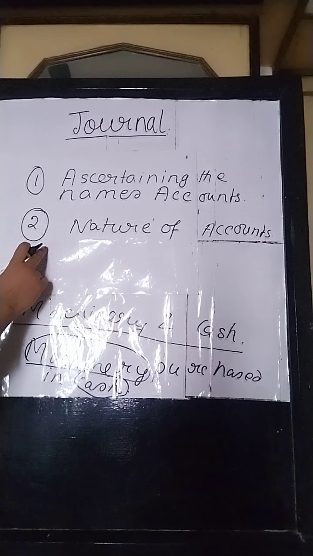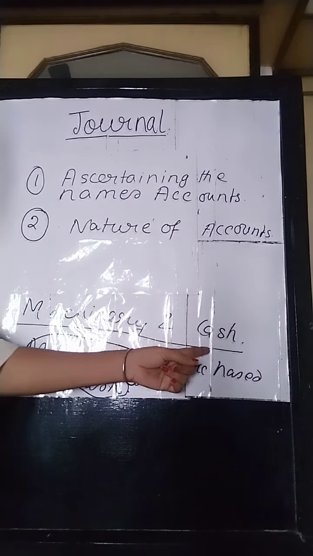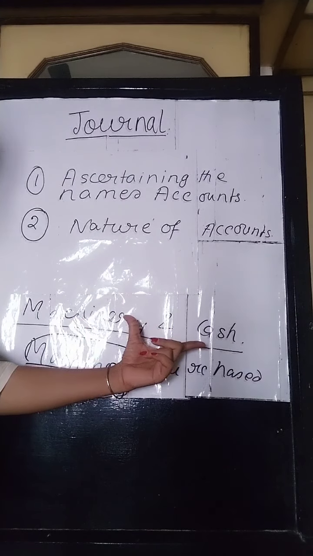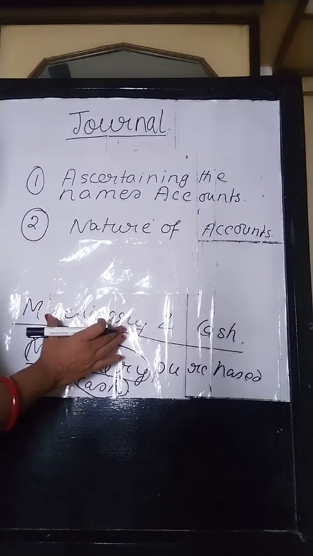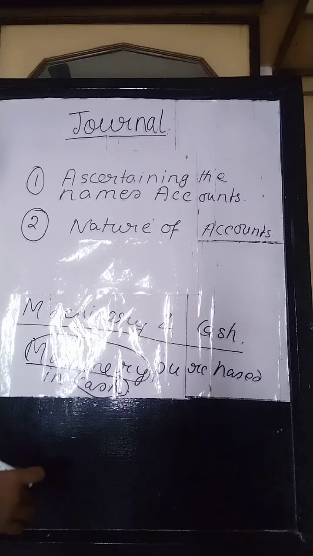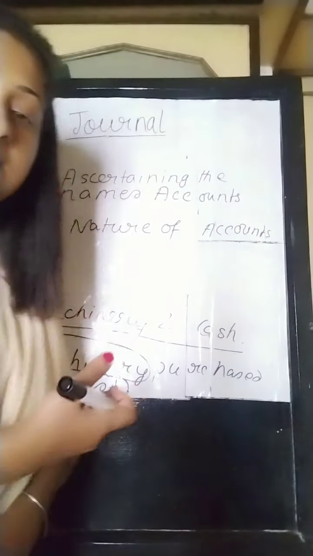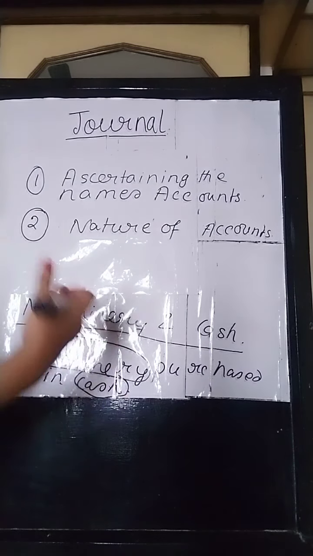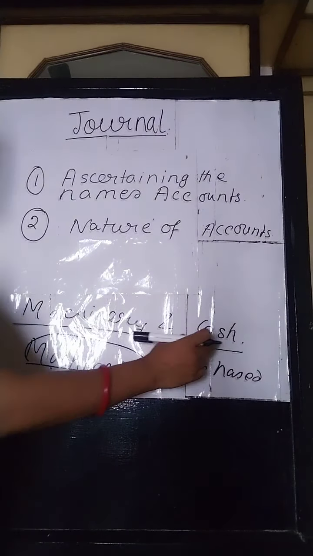What is the second step? The second step is the nature of accounts. You have selected the two accounts. Now you have to find out the nature of these accounts, that is, whether it is a real account, nominal account or personal account. What category of account are machinery and cash? Under which category is machinery coming and under which category is cash coming?